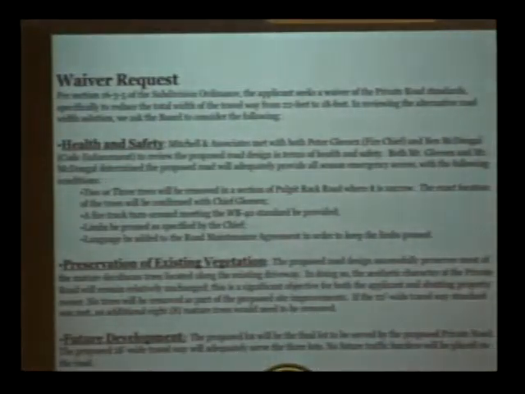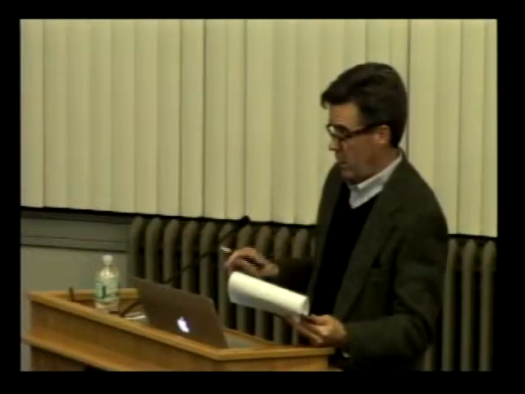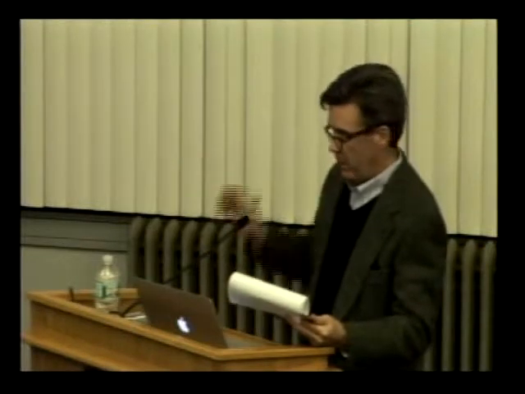I did talk about this at the beginning, and we are proposing a waiver of the private road standards, to go from 22 feet down to 18 feet. And we would ask the board to try to take into account the three items below as we consider it.